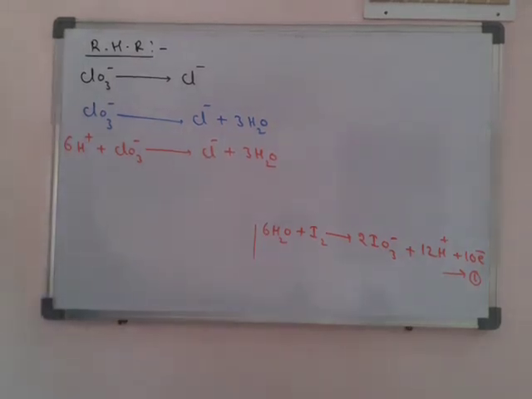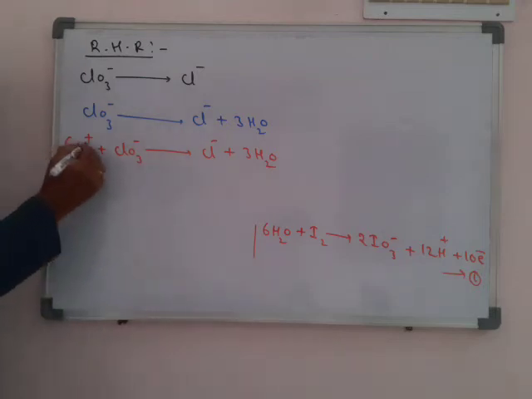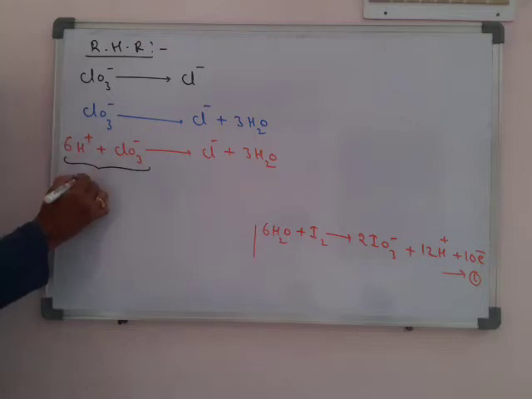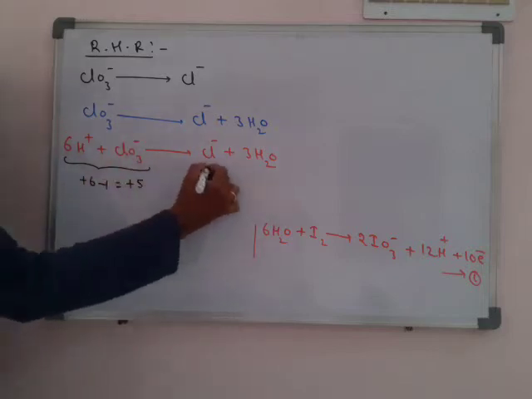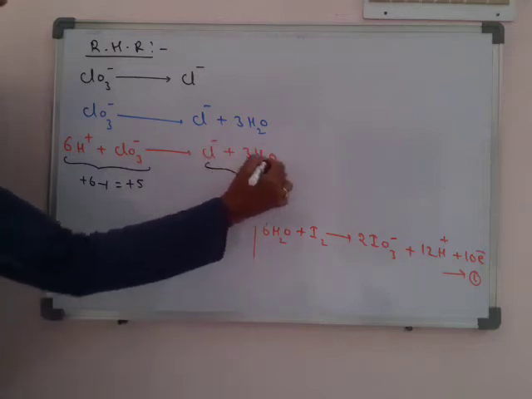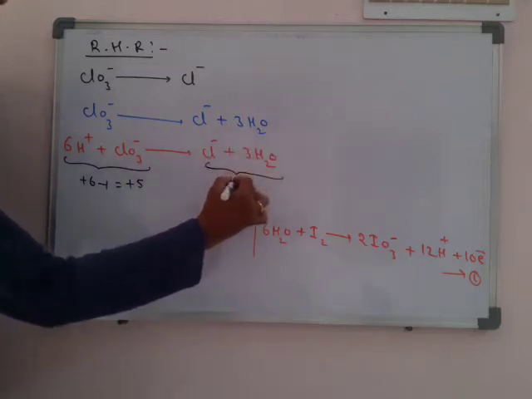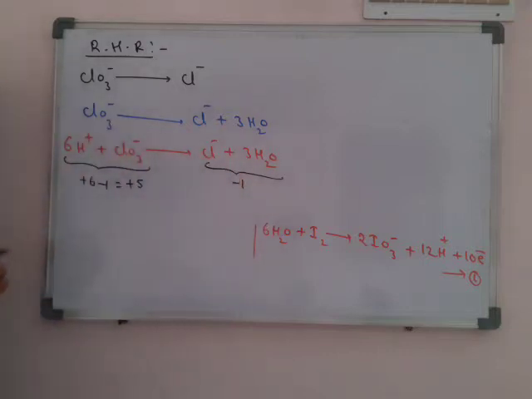Now what is the charge? Charge balancing is also important. There is a little confusion here, but we have a simple method. The plus units are how many? Plus 6. Minus units how many? Minus 1. So the total left side charge is plus 5. What is the charge on the right side? Only minus 1, and water has 0, so minus 1. Plus 5 and minus 1: which is highest? Plus 5 is the highest.